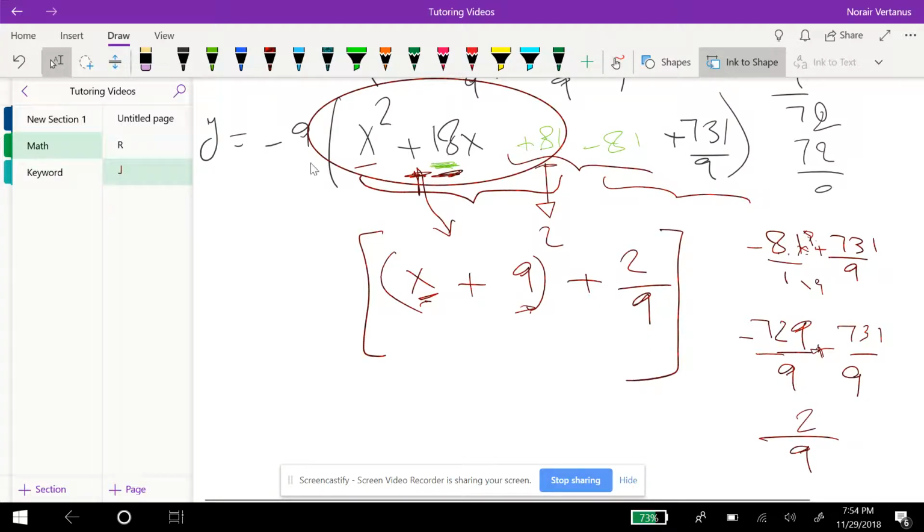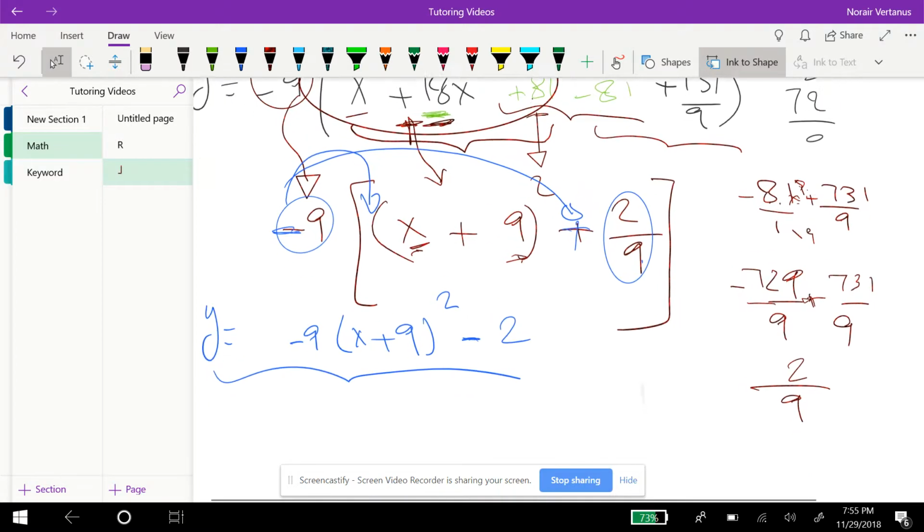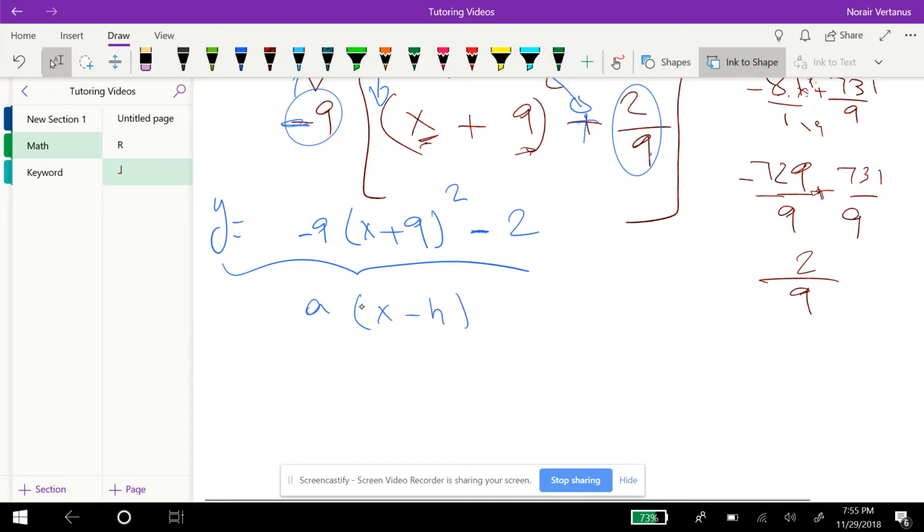And then there was something left that we didn't talk about. I didn't move it on. I have to move this negative 9, which comes here. I have this negative 9 that I factored earlier. Now I need to distribute that inside here and here. So y is equal to negative 9 times x plus 9 squared, and negative 9 times 2 over 9 is going to be negative 2, because the 9s simplify. Negative times positive is going to be negative. So negative 2. That's the vertex form: a times x minus h squared plus k. Done.